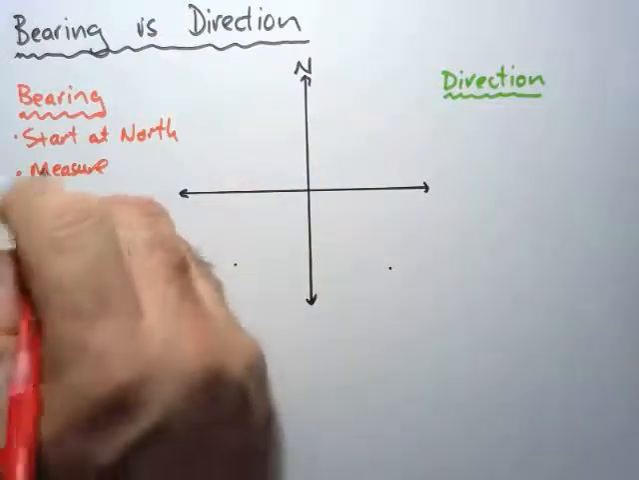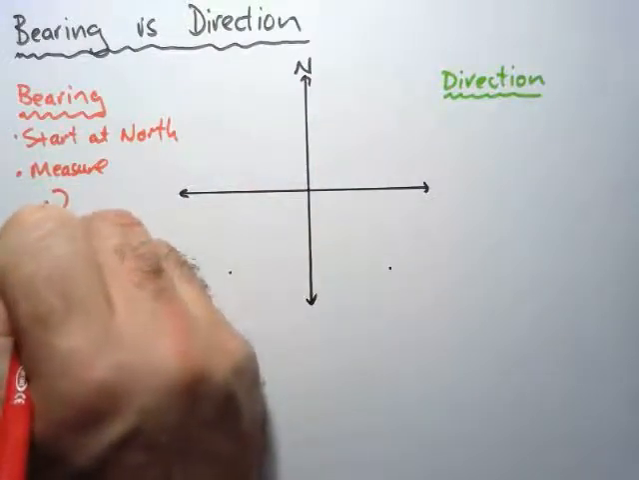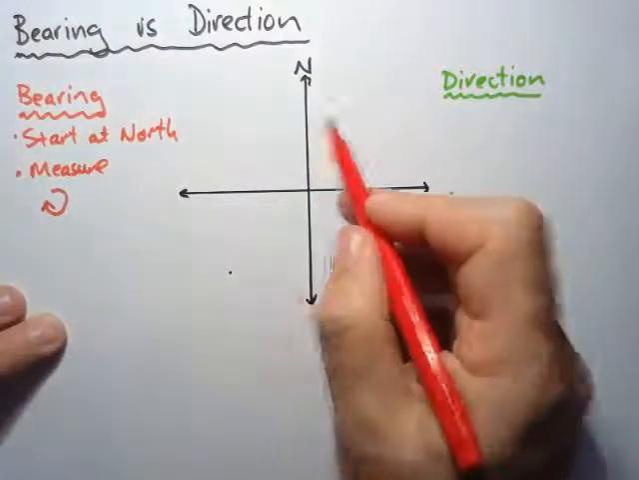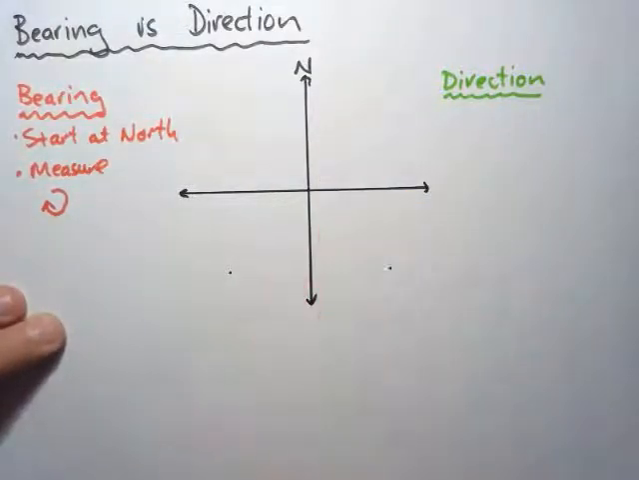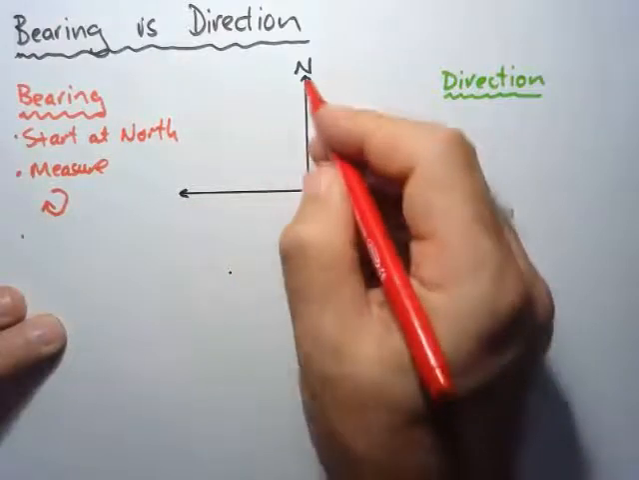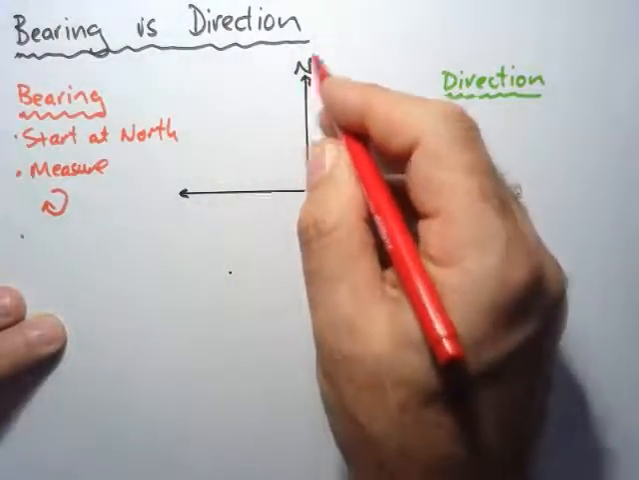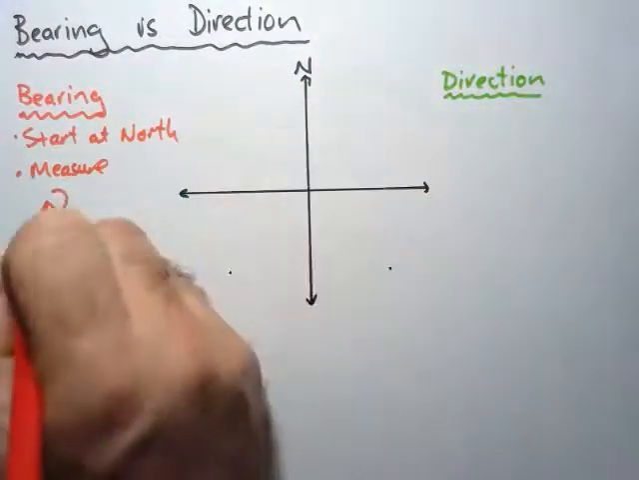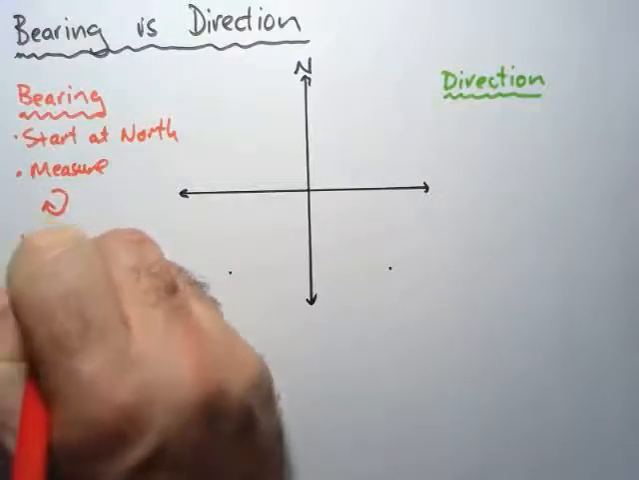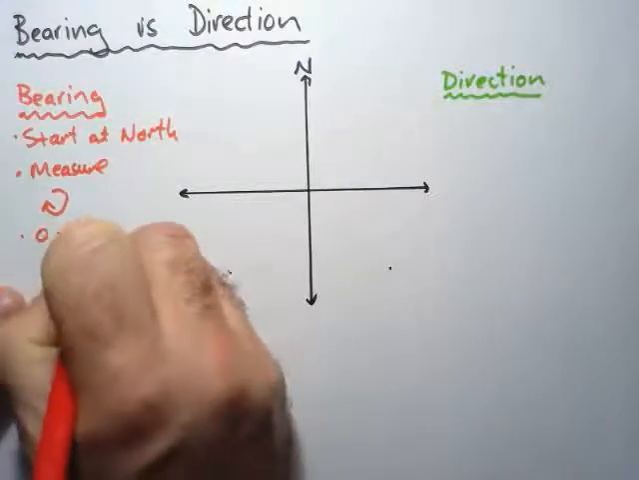And then we always measure in a clockwise direction. So going from north in this direction, my measurements will always be between 0, which is up there, and 360 degrees. So my range is between 0 and 360 degrees.